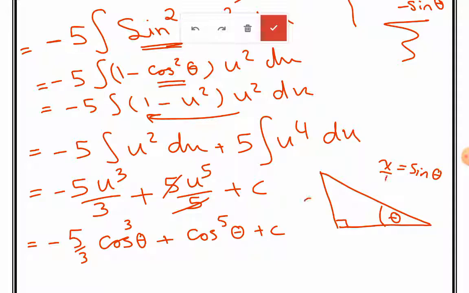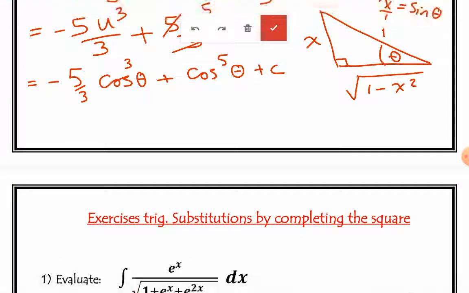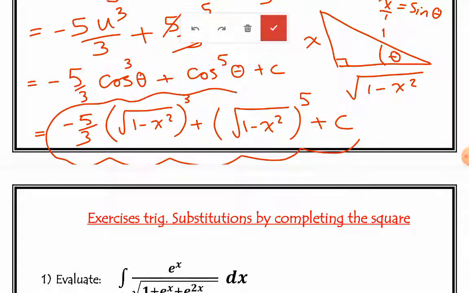Yeah, so x over 1, so opposite over hypotenuse, so the third side will be root of 1 minus x squared. This is also easy, and you have studied it before. The final step is to write your answer as negative 5 over 3, and the cosine now is adjacent over hypotenuse, which is root 1 minus x squared over 1. This all will be to the power of 3, plus again 1 minus x squared, and this all to the power of 5, plus c. So you should leave your answer in terms of x.